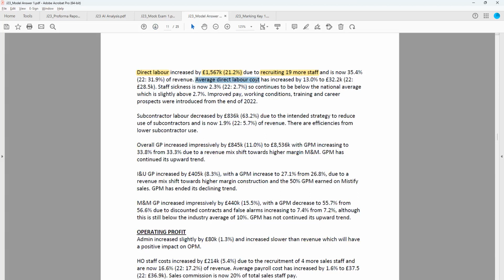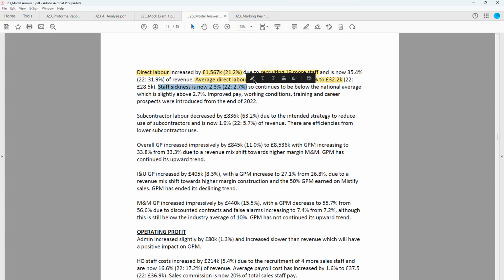And of course, you can look at the average direct labour cost, and that's gone up. So the average amount that they're paying to staff has gone up. Not clear whether that includes employer costs as well, like national insurance and things like that. We won't get into the detailed technicalities in this exam. But you can see here that the average direct labour cost has gone up. And we knew that, of course, because they were given improved pay and working conditions. We knew that from the AI.